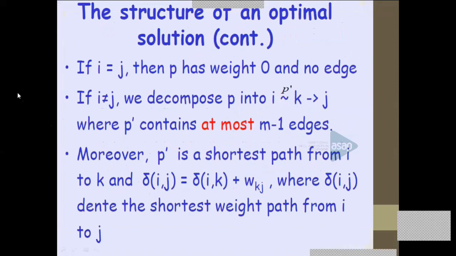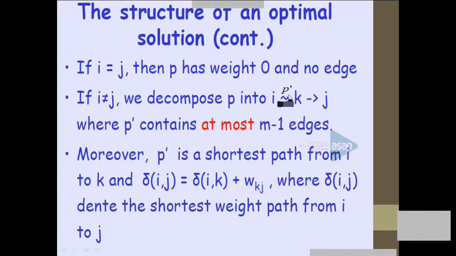No revisit. And here, if I equals J, that is vertex 1 to 1, then P has weight 0 and no edge. If I is not equal to J, that means 1 to 2, 1 to 4, 1 to 5 like that, then we can decompose the path P into I to K and K to J. K is actually an intermediate vertex you are visiting. You are traveling from I to J through K. Then I to K is the path P dash, and P dash will have at most M edges. And this is the last edge, K to J, the direct edge.